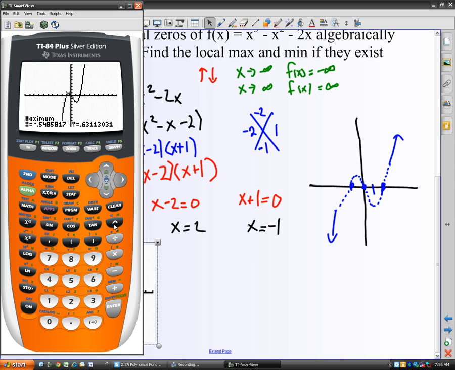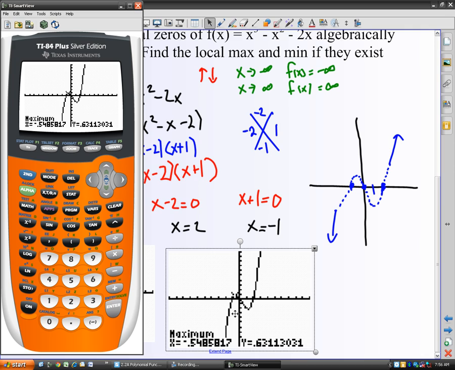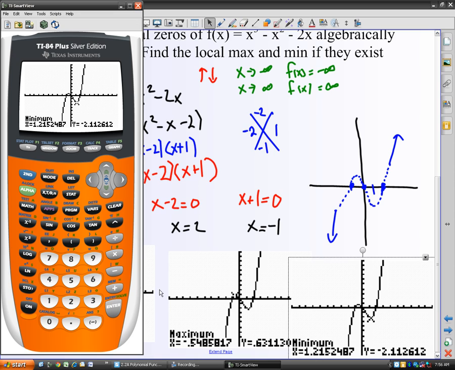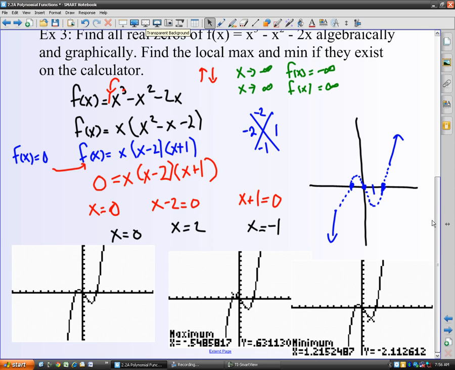Then for the minimum, I'm going to go to the left of my minimum and to the right of my minimum. I think I said those backwards, but you get the point. So there's my minimum, and now I have my maximum and minimum from my calculator. We can write them as ordered pairs. Our maximum in this case is -0.55, 0.63, and our minimum would be 1.22, -2.11. That's what we're looking for when we do it with our calculator. They do exist, and those are the points for them.